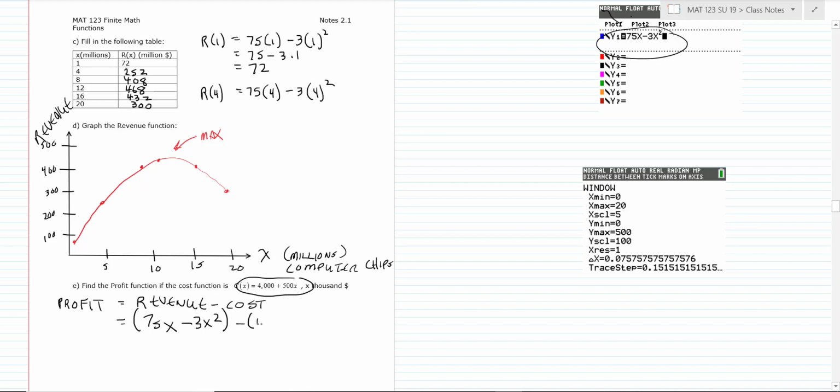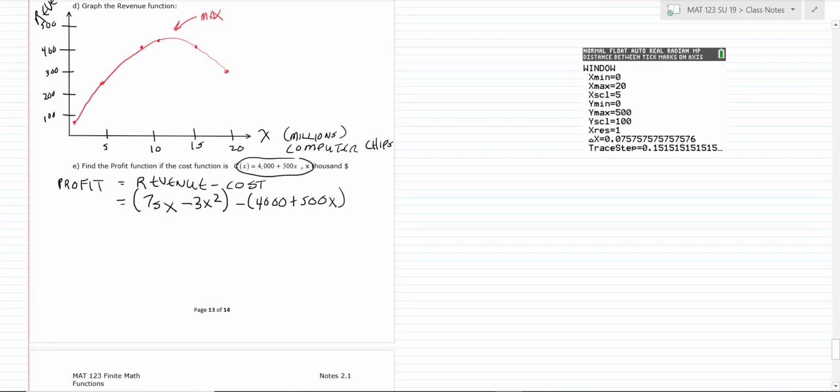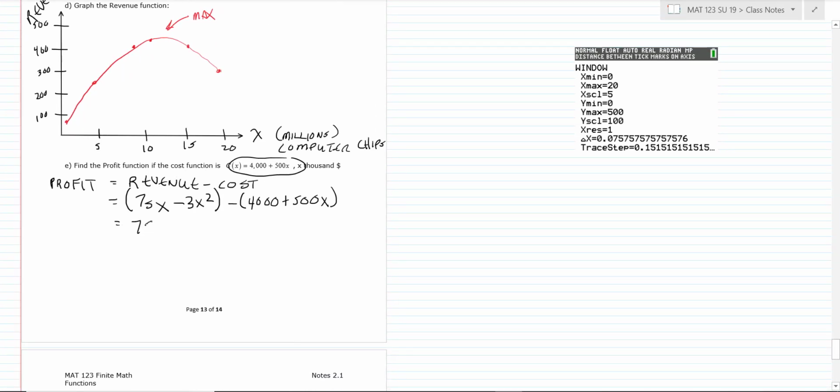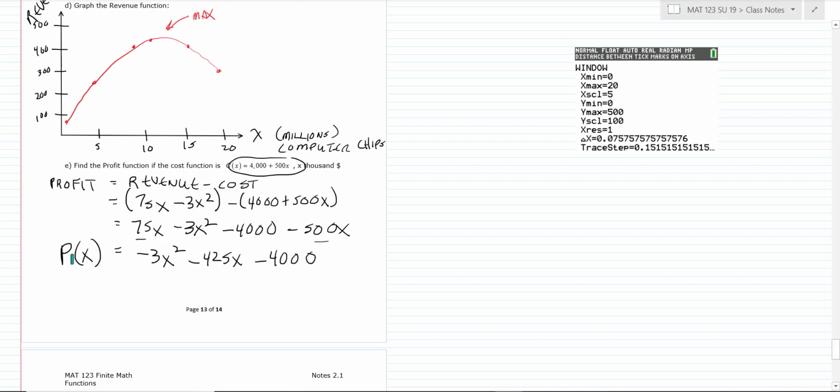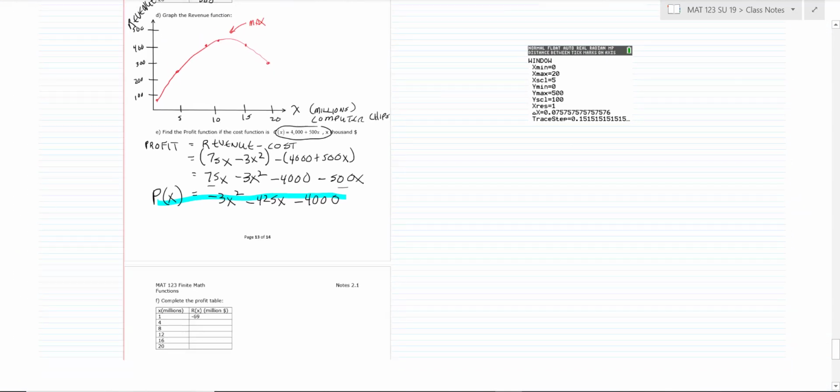So we're just going to simplify this expression. And then we got that. Now we want to go ahead and simplify and collect the like terms. So this is 75x minus 3x squared. Distribute, so that'll be minus 4,000 minus 500x. And then just put this together. I'm going to write it as, this is the profit function. So we'll write P of x is negative 3x squared. If you do 75 minus 500, see, those are like terms, so that's minus 425x. Then we have minus 4,000 like that. So that would be your profit function. You always do revenue minus cost.